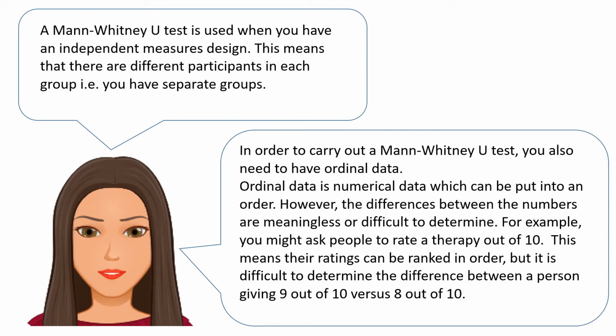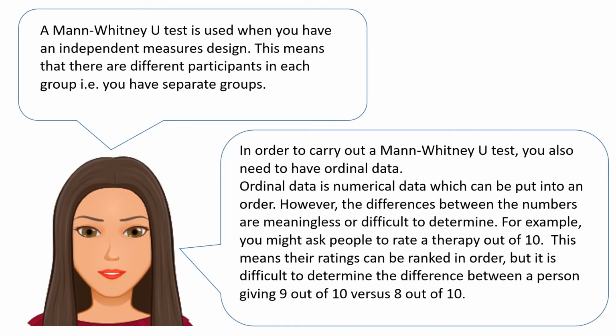This means that there are different participants in each group, i.e. you have separate groups. In order to carry out a Mann-Whitney U test, you also need to have ordinal data. Ordinal data is numerical data which can be put into an order. However, the differences between the numbers are meaningless or difficult to determine.